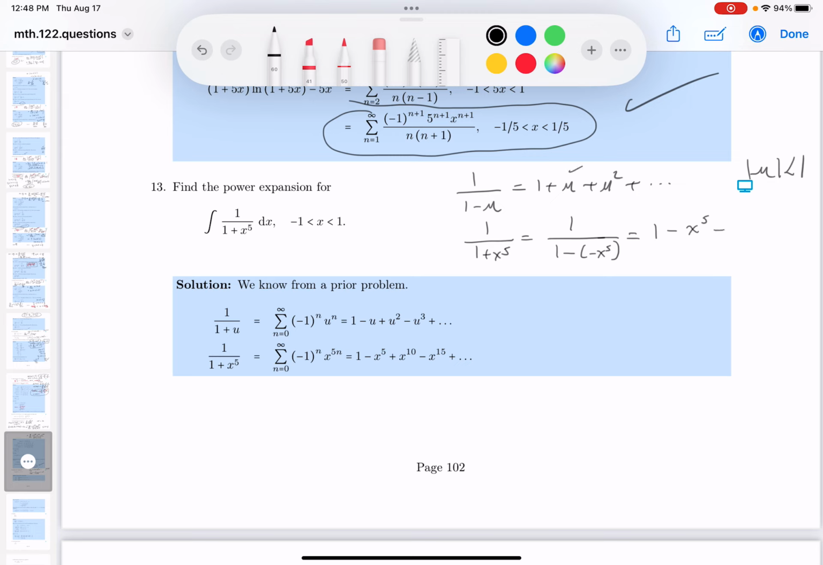Then what are you going to get? Plus, well, 5 times 2 is 10, then you get minus x to the 15. And I think you get the idea. On and on and on. You get that. All right?